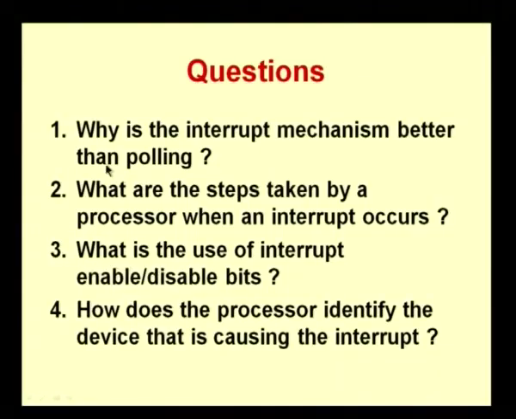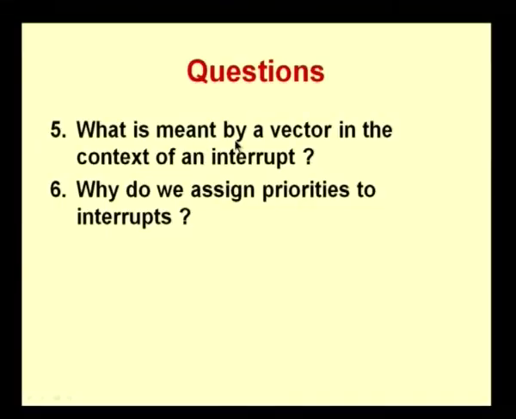Questions to review the contents of today. Question number 1, why is the interrupt mechanism better than polling? Question number 2, what are the steps taken by a processor when an interrupt occurs? Question number 3, what is the use of interrupt enable and disable bits? Question number 4, how does the processor identify the device that is causing the interrupt? Question number 5, what is meant by a vector in the context of an interrupt? Question number 6, why do we assign priorities to interrupts?